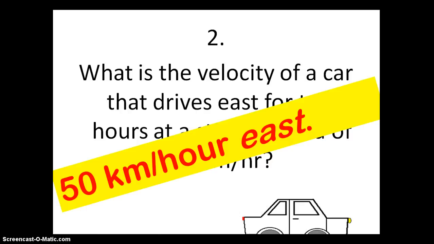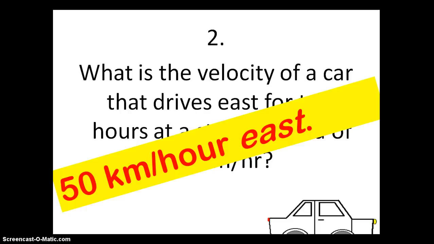Your answer should be 50 kilometers per hour east. 50 kilometers per hour, that was the speed, and east is the direction. That's speed right here on this side, 50 kilometers per hour. East on this side is a direction. So you put them together and that makes the velocity.